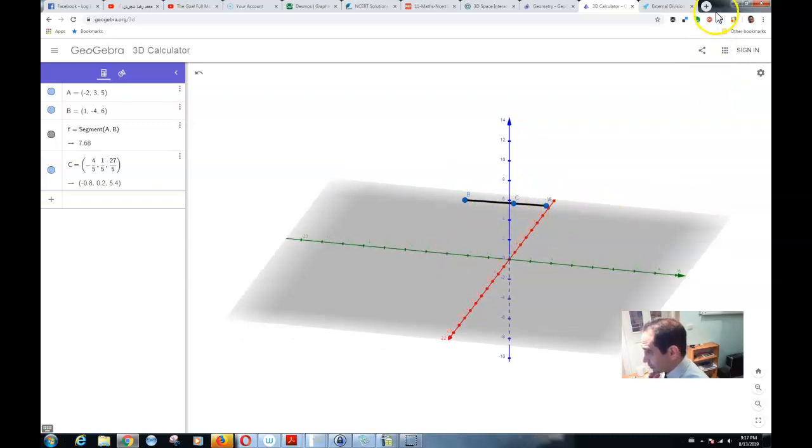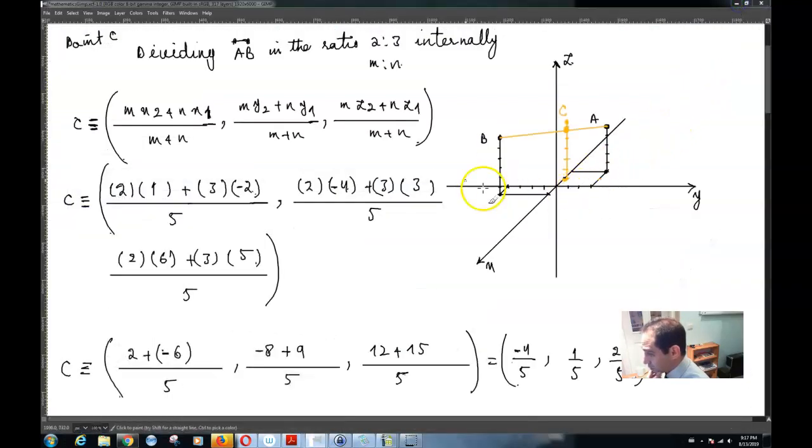So basically you need to understand, when you calculate something, where the point is going to end up with respect to the other points and the line segments that you already have in your three-dimensional space.